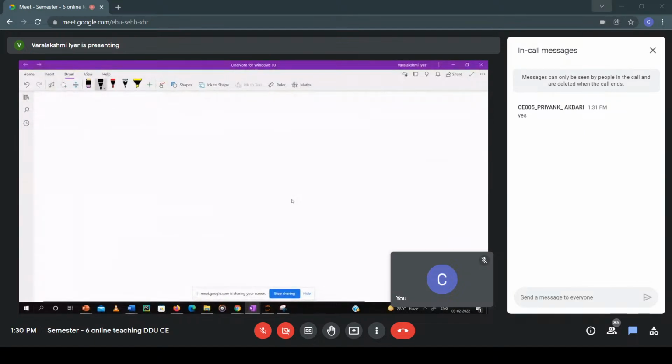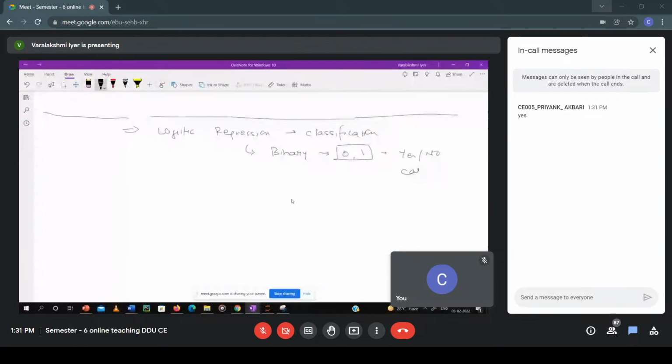So let us first revise what we have studied so far. In the case of the logistic regression algorithm, we have studied that logistic regression is a classification algorithm. And so far, till the previous lecture, our discussion was based on binary classification, which is a two-class classification involving the 0 and 1 class. For example, yes or no, or cat or dog, these are binary classification problems that we discussed so far.